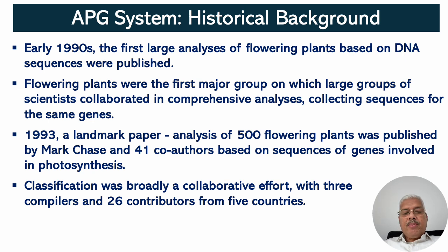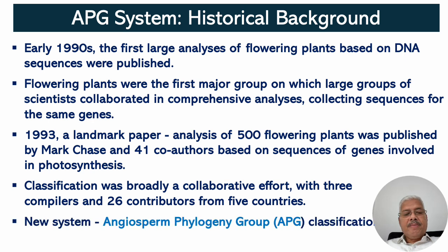A major difference between the resulting paper and all previous classifications was that it was a broadly collaborative effort with 3 compilers and 26 contributors from 5 countries. Rather than name it after the compilers, the decision was taken to use the name of the larger group, and the new system was named the Angiosperm Phylogeny Group classification, APG for short.